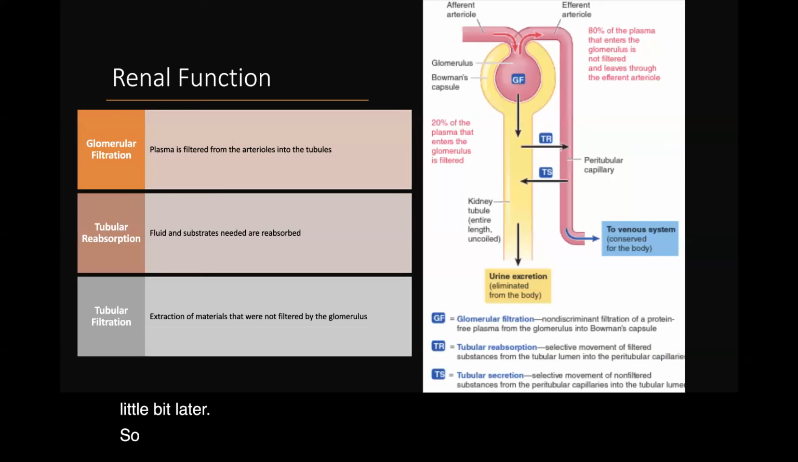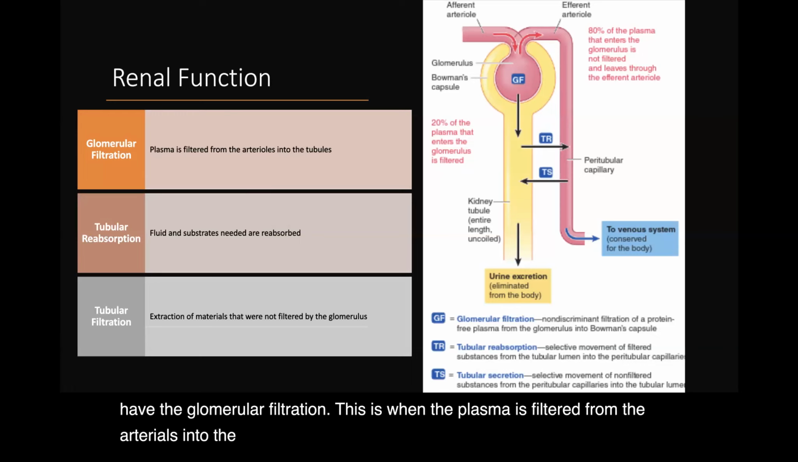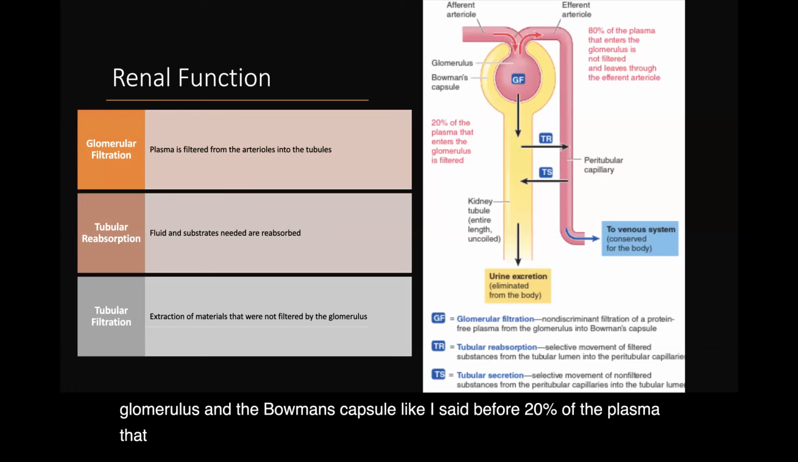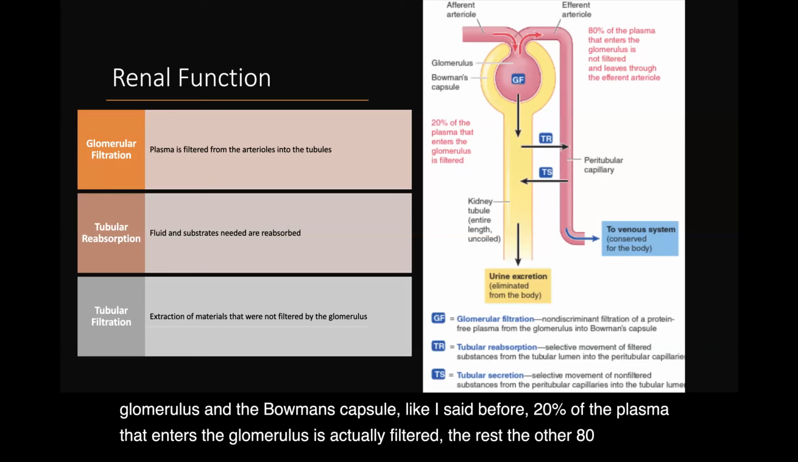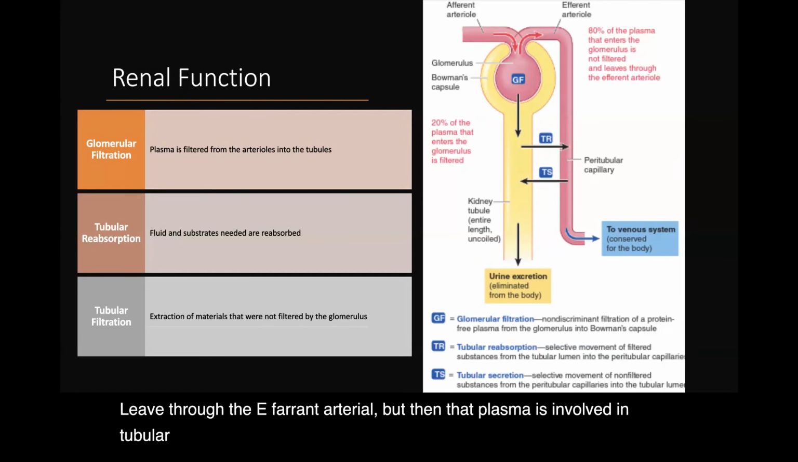So the renal function is broken down into three sections here. So you have the glomerular filtration. This is when the plasma is filtered from the arterioles into the tubules. And that is, again, going to be taking place in the glomerulus and the Bowman's capsule. Like I said before, 20% of the plasma that enters the glomerulus is actually filtered. The rest, the other 80%, will then leave through the efferent arteriole, but then that plasma is involved in tubular reabsorption and tubular secretion, which are the other two functions here.